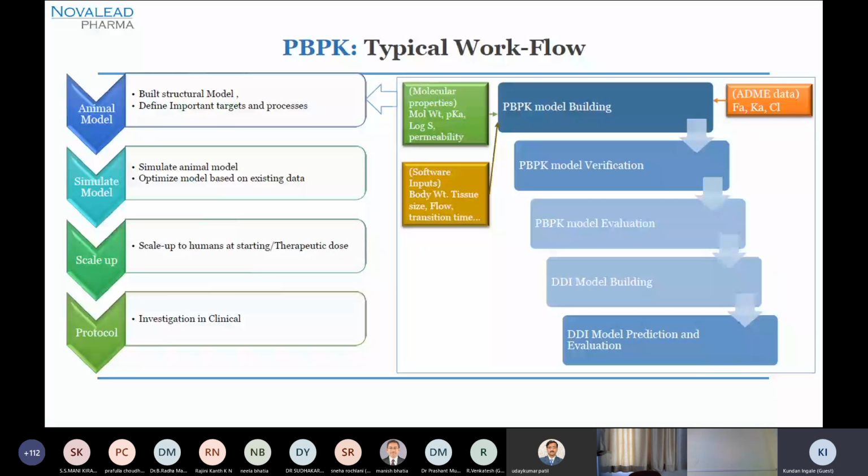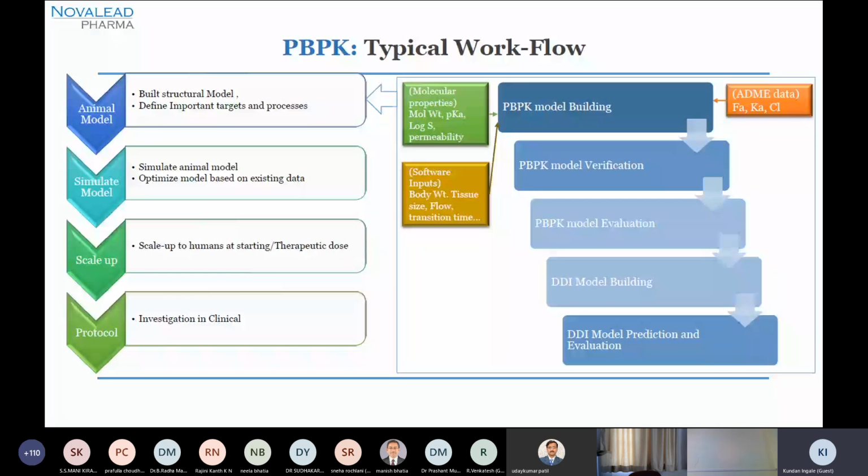And then finally you can decide the protocol which would be followed in the clinical trial. Now, when we are building a PBPK model, what are the different stages that would be required? As I said, when you have different kinds of data, that is molecular properties, ADME data, and some software inputs in terms of body weight, or anatomical, physiological data, you can start building the PBPK model. Once the model has been built, you need to verify that model. This is very important if you are going for a regulatory submission, or even for applying that data into the clinical stage. It is very important that the model gets verified with the existing data, so you can predict something that is already known and see how good the prediction is.